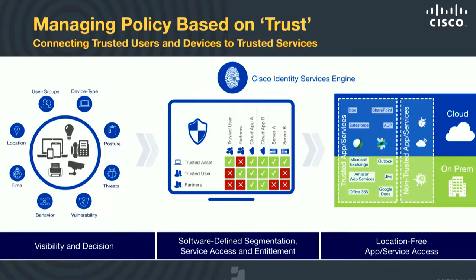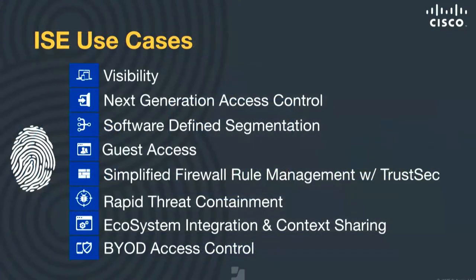We start to say these resources are allowed to talk to these resources, or these resources can talk to these resources, but only on these ports. And it's layer three agnostic, so IPv4, IPv6 doesn't matter. That's one of the other things that ICE actually enables for us. Guest access, rapid threat containment is the term we talk about for taking that action, that quarantine or other level of action. Quarantine is a misnomer.